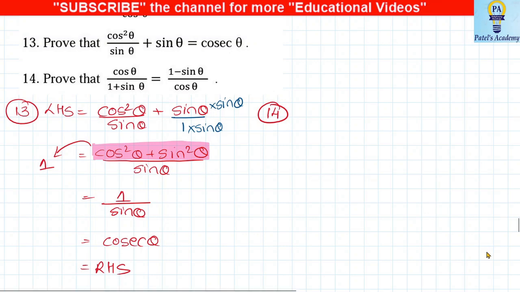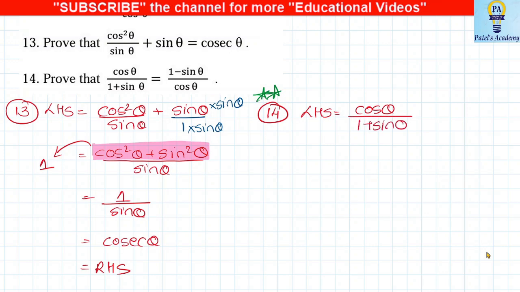The 14th sum, students, you mark it important. This is a different sum. We need to understand the step I am explaining. So we start with LHS. Now this sum you can even start with RHS. We get cos theta upon 1 plus sin theta. This step we have to understand.